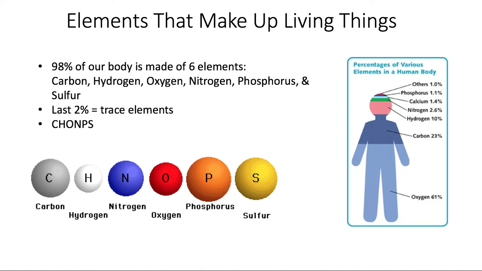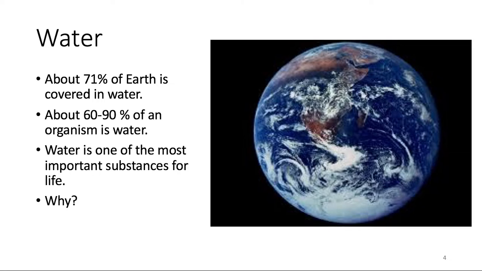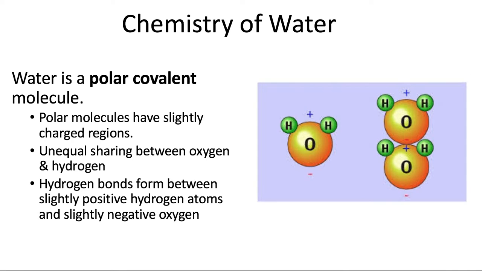And then next, we're going to take a look at water, because water is extremely important for life. And if you take a look at the Earth from space, it looks like a blue marble. It's described as the blue planet. 71% of our Earth is covered in water. In fact, we're made of water. 60 to 90% of every organism is water. It's one of the most important substances for life. So why? We're going to answer that question by taking a look at the chemistry of water.